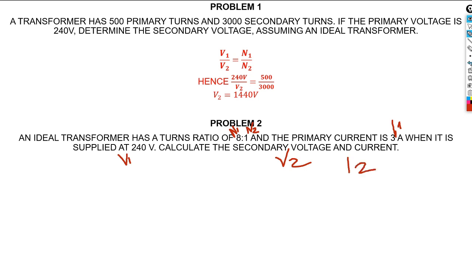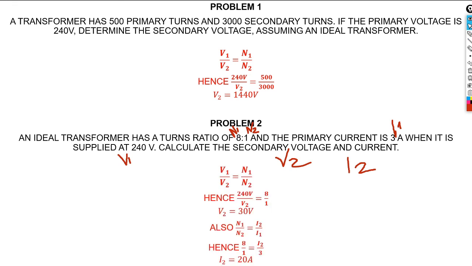And again, from our KT ratio, we can determine this problem easily. So how do we do this? You apply your KT ratio, you get the secondary voltage. This is our KT ratio, you apply it, and then you substitute, you get your V2, and then you also apply another KT ratio that involves the current. Now you can get the secondary current. And then you can see that this transformer is a step-down transformer. Why? Because you come in with 240 volts, and now the secondary is 30 volts.